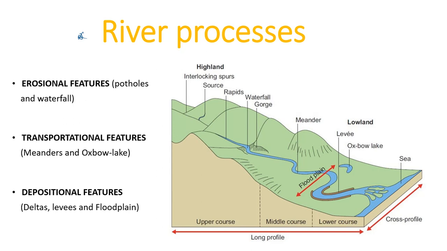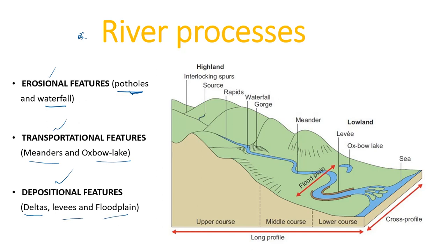The processes of a river are erosional, transportational, and depositional, and you have different features or landforms that are formed as a result of erosional process. So as a result of erosional process, we have things like potholes and waterfall. We're going to look at those two. Transportation, we look at meanders and oxbow lake. Then deposition, we look at deltas, levees, and floodplains.